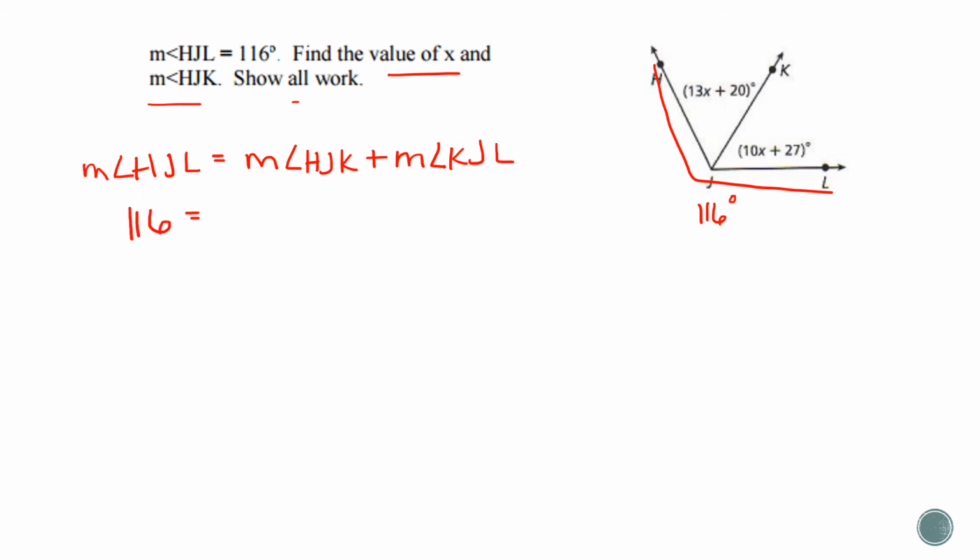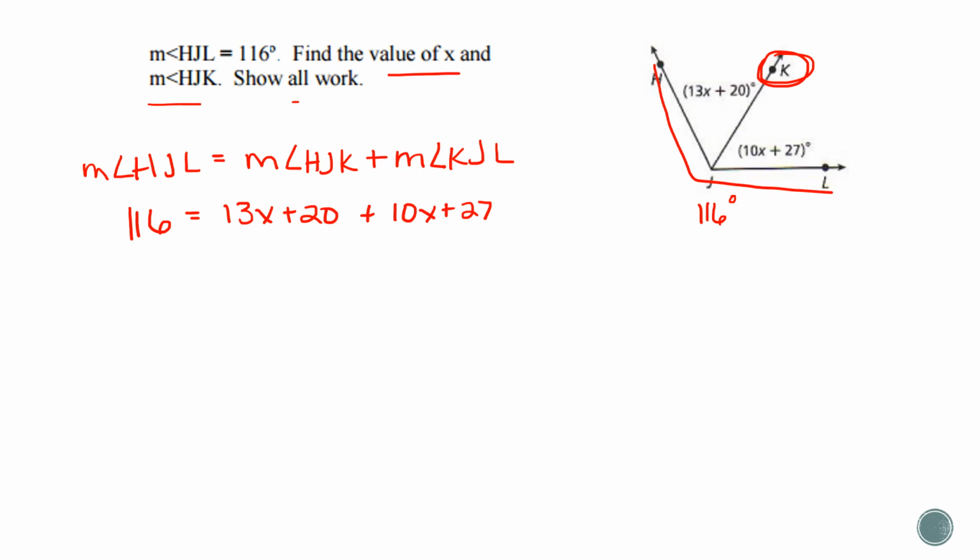116. We know that the measure of HJK is 13x plus 20. And we know that the measure of angle KJL is 10x plus 27. The reason I set it up like this is I knew that the K was on the inside of my entire angle. So that means the inside angles added together should give me the angle of the whole.